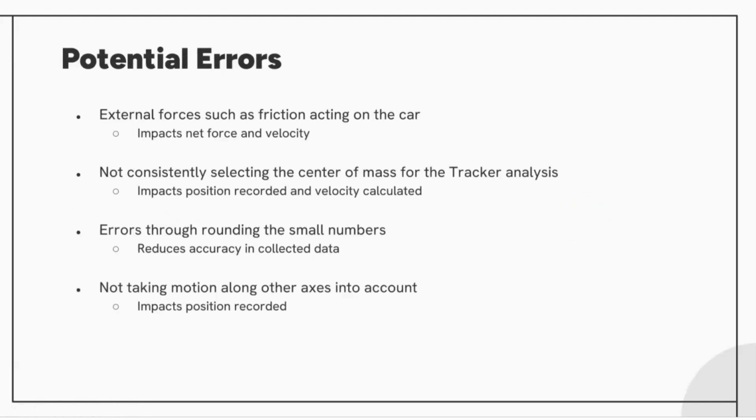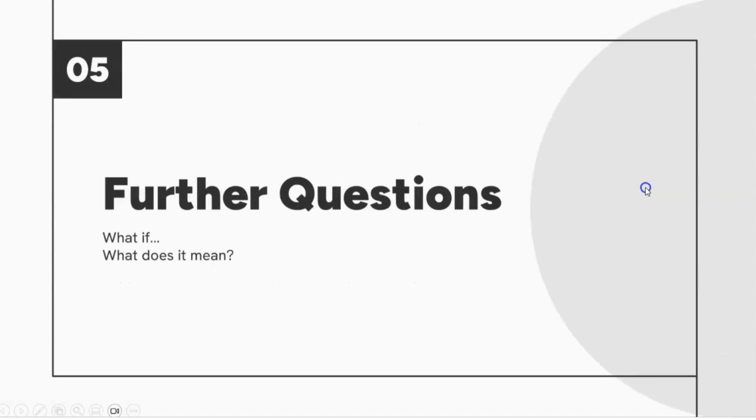This could be external forces such as friction acting on the car, which could impact the net force that was observed and impact the velocity. And also not consistently selecting the center of mass accurately when doing the tracker analysis. That could result in wrong positions being collected, which would result in wrong velocities being calculated. And also errors when rounding that reduce accuracy, and then not taking the motion in other axes into account because that would impact the position that was recorded.